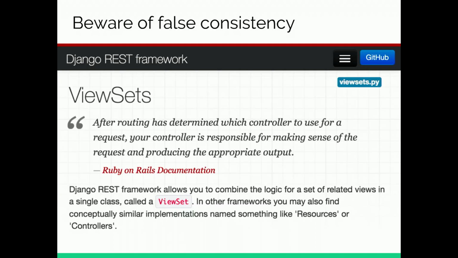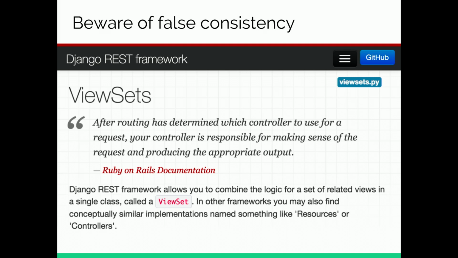And related to that, we should be aware of false consistency. Sometimes we try to be so consistent that we glue together things that shouldn't be glued together. And here is a very opinionated thing, which is viewsets. And I really disagree with Django REST Framework viewsets, because if you look at the documentation, it refers to Ruby on Rails documentation, but we are not on Ruby on Rails, we are on Django. And it says that it allows you to combine the logic of related views into a single class. But why is this a good idea?